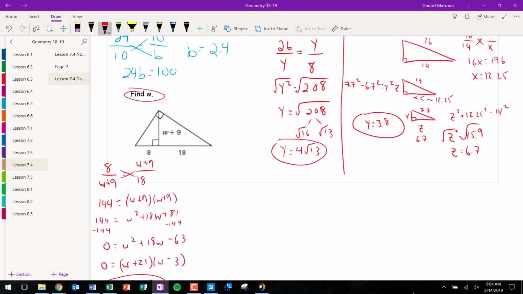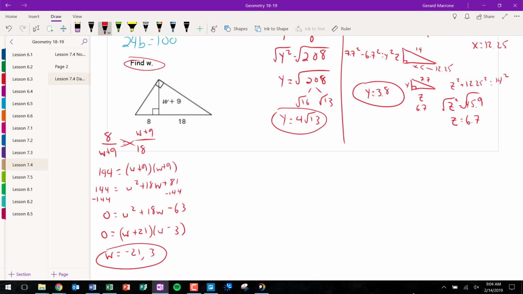And simplifying it out, I ended up with w squared plus 18w minus 63. So I'm going to have to factor there. Two things that multiply to negative 63 and add to 18 were 21 and 3 and negative 3. And then reversing those signs, I have w equals negative 21 and 3. And since negative 21 plus 9 is not a real answer, it doesn't work in the geometry world because we can only have positive distances, the only possible answer there is 3 for w.